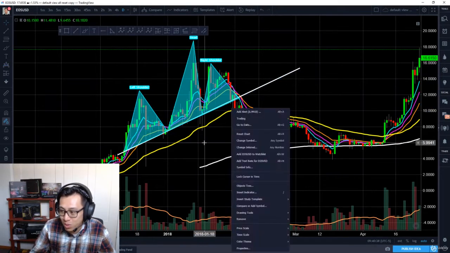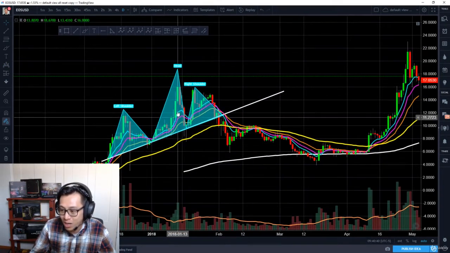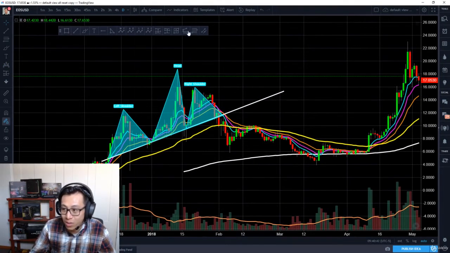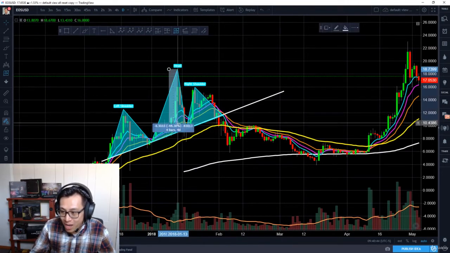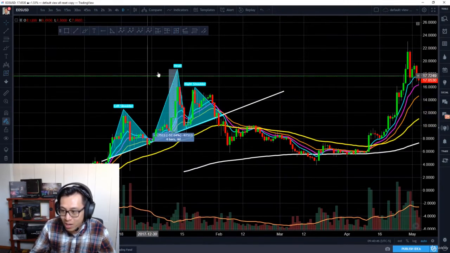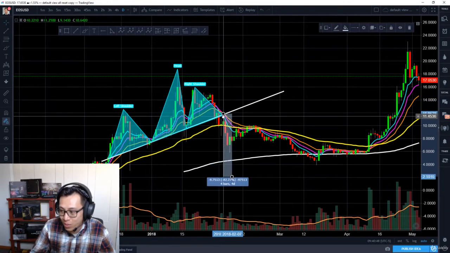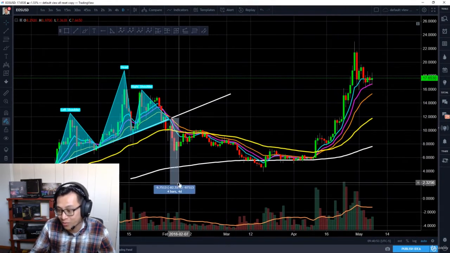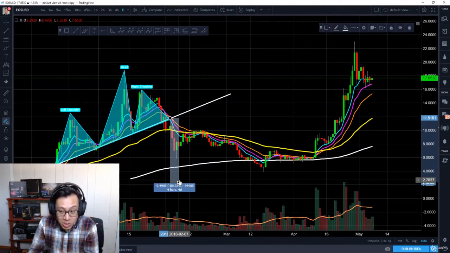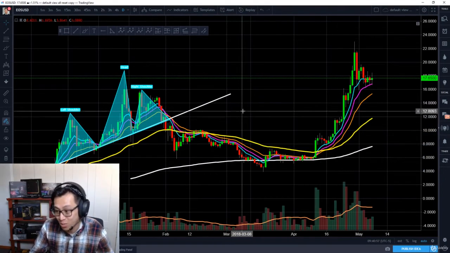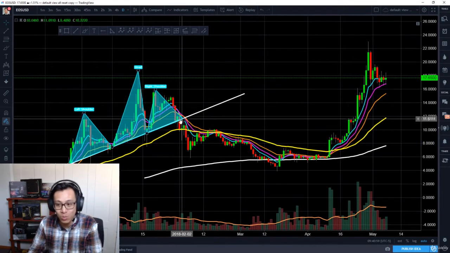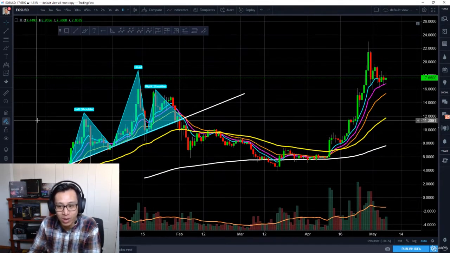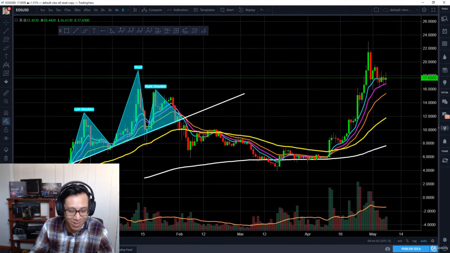So what people do is they basically target, okay, about the height of the head, just as a general guideline. And then when it breaks down, they put their target roughly down over here, right? Now, it never actually got that far, right? But nevertheless, it was a general guideline of what we use. So that is basically what we call a head and shoulders pattern right there.